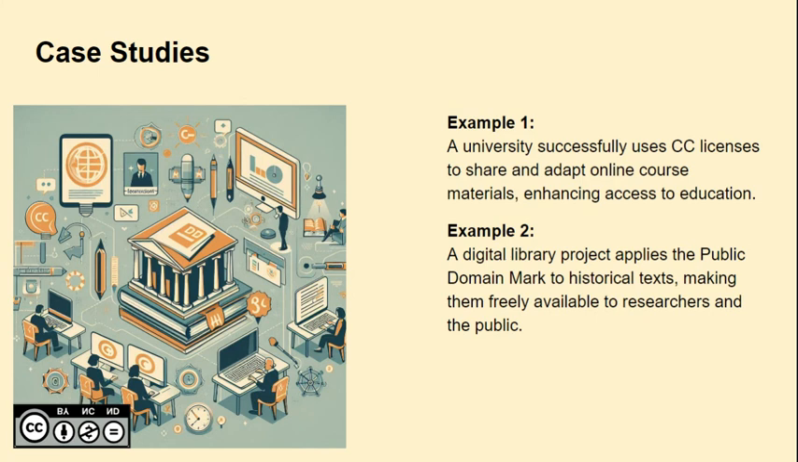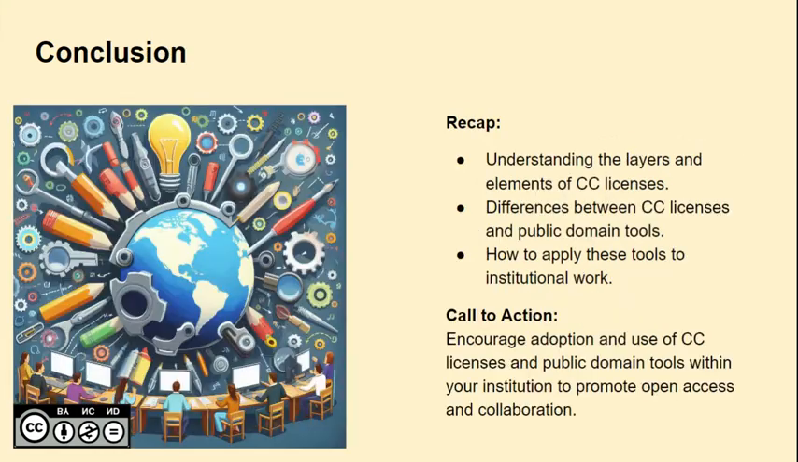Let's look at some examples of how CC licenses and public domain tools have been used successfully. In one case, a university used CC licenses to share and adapt online course materials, enhancing access to education. In another example, a digital library project applied the public domain mark to its historical texts, making them freely available to researchers and the public. These case studies illustrate the practical benefits of open licensing.